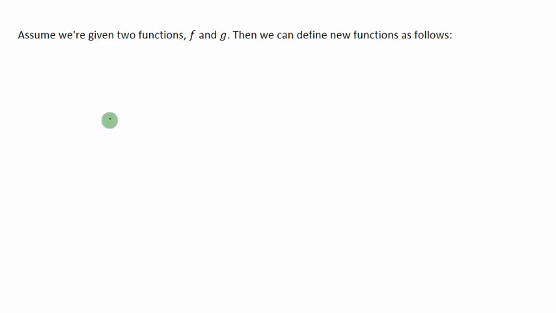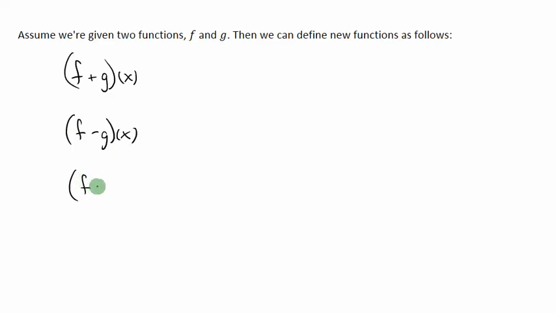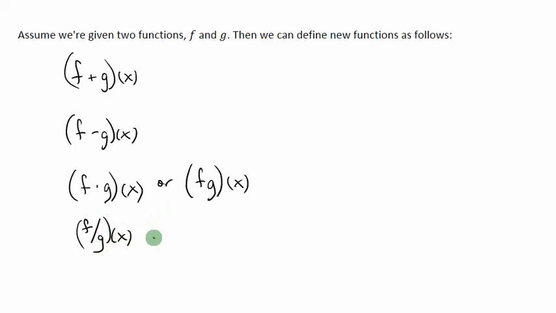So now I'm going to summarize the four different functions we can create. We can create f plus g of x. We can create f minus g of x. We can create f times g of x, which is also written as sometimes just fg of x for multiplication. And finally, we can have f over g of x, which is sometimes written like this. And you can imagine probably how each of these are defined.